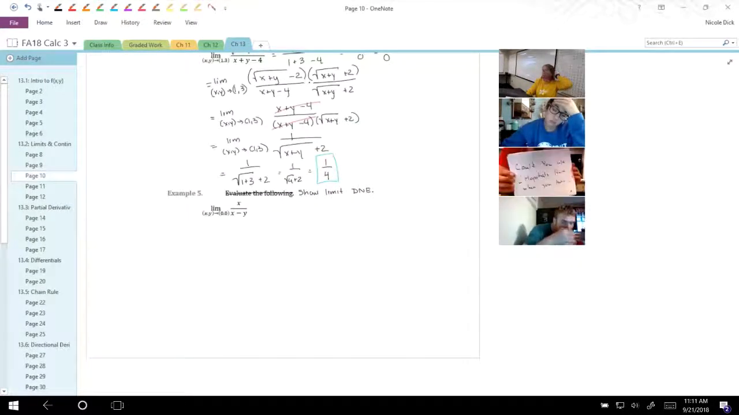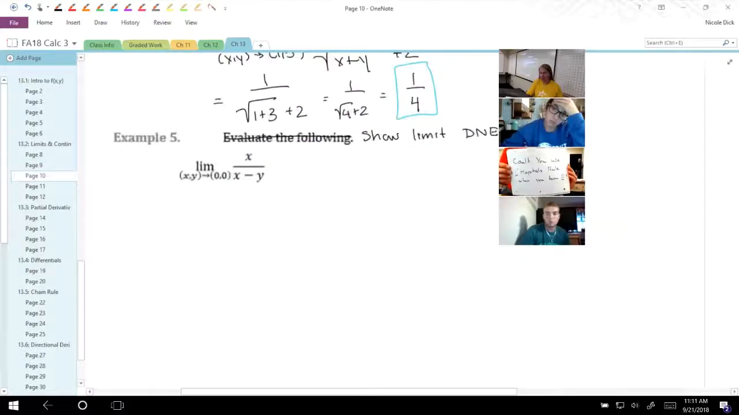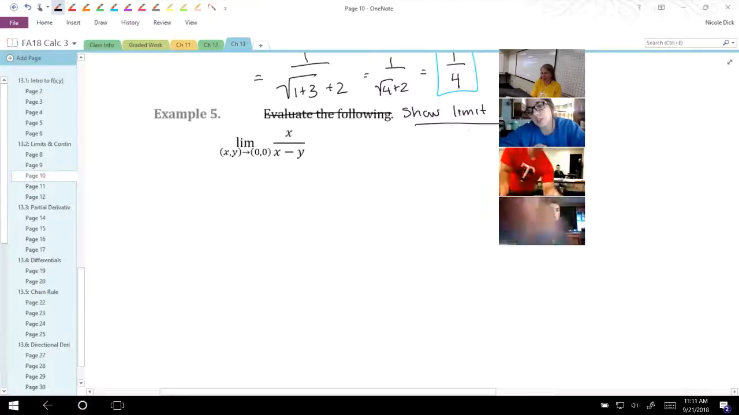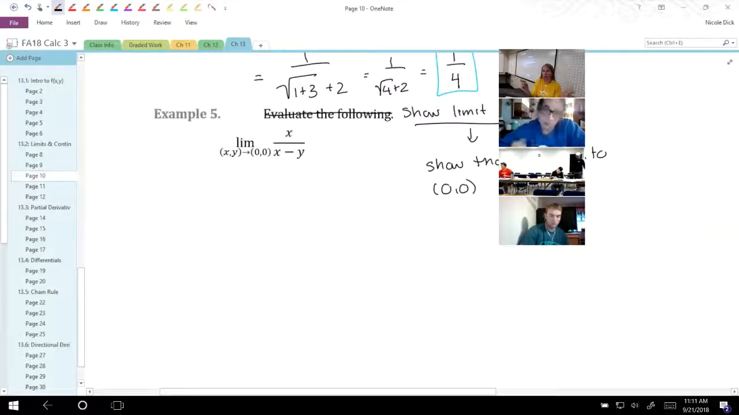Sometimes these are much easier than other times. But again, showing the limit doesn't exist, we're trying to show that two paths, in this case to the point 0, 0, lead us to different function values.